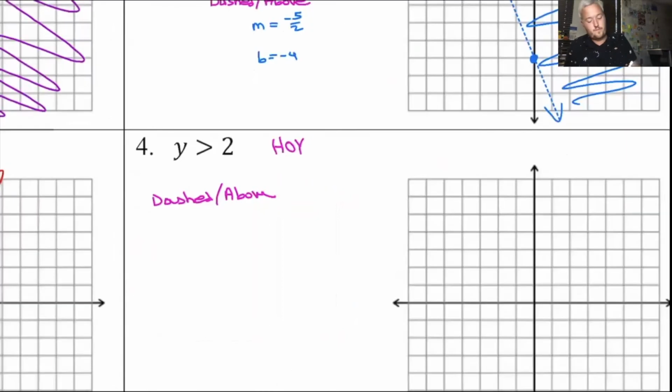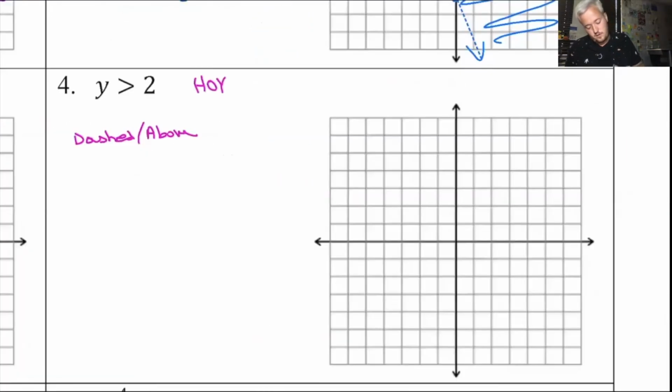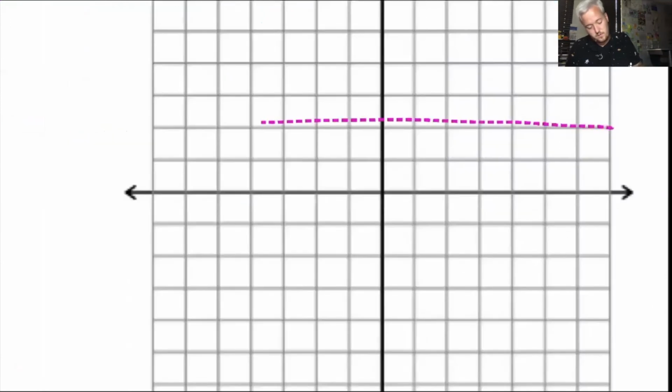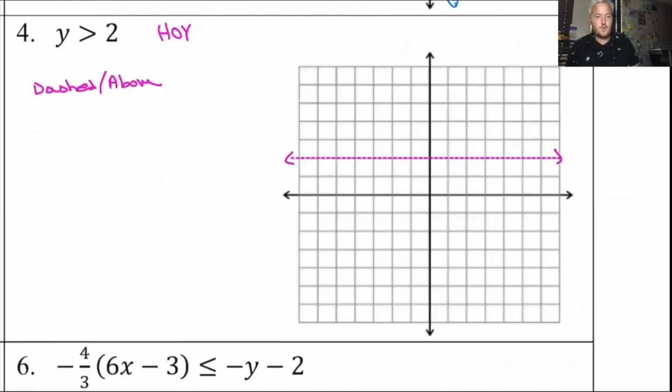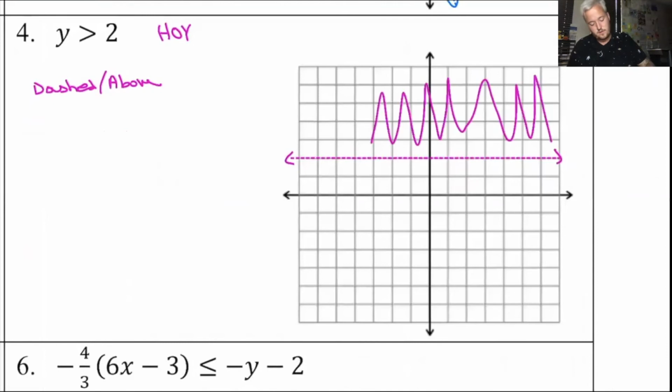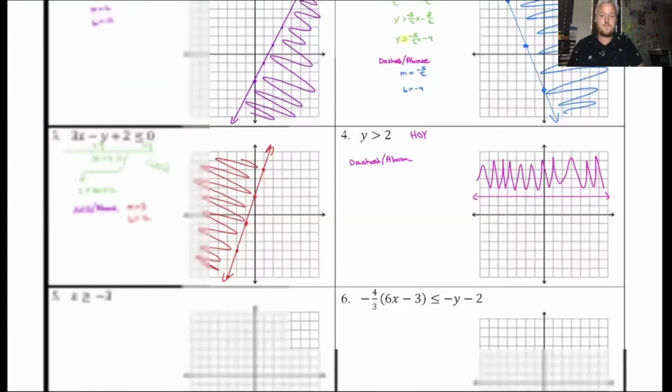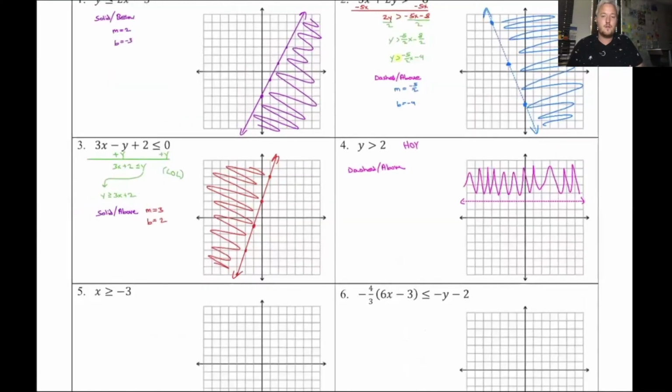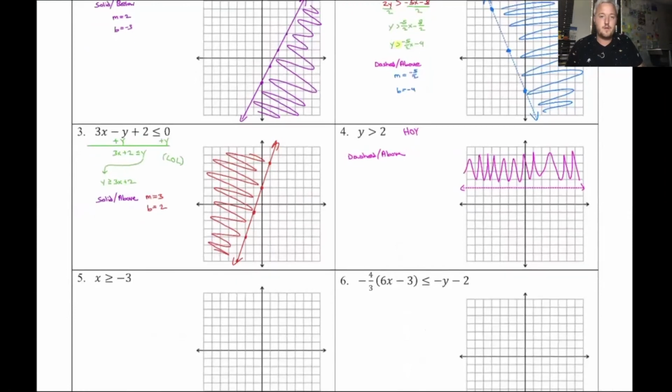So I'm going to switch over here to a dashed line. Go at +2. Nope. Go back to solid line. All right, so we want everything above that line. So we want everything on the top here. So that would be our shading. All right, that's all we have on that one.